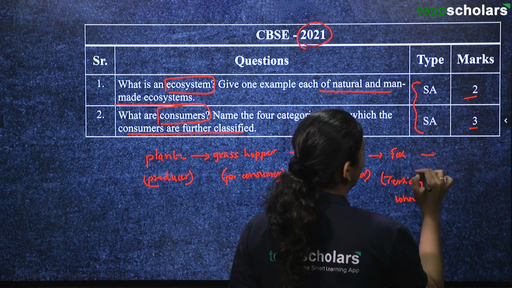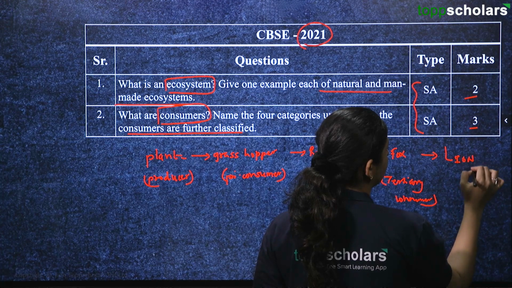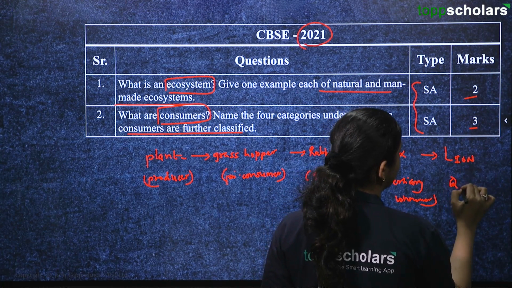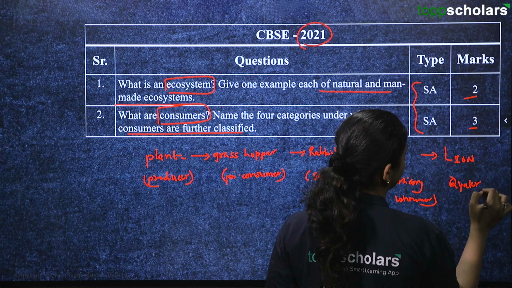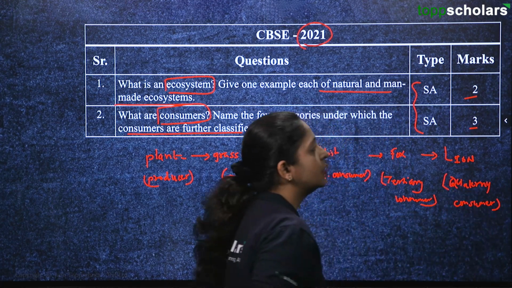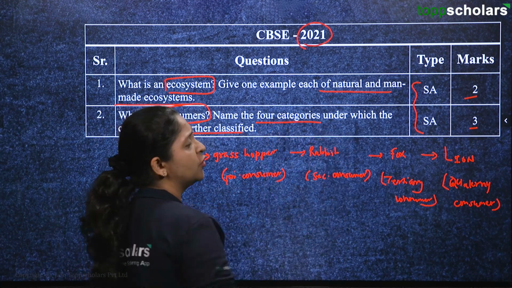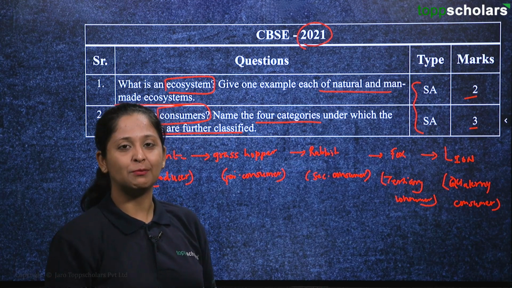Okay. And a fox will be eaten by, let's say, a lion. So this will be a quaternary consumer. Right? So these are the 4 levels of consumer that we have. Even if you don't write the example, because they have just asked you to mention the 4 categories, that will be also completely fine.